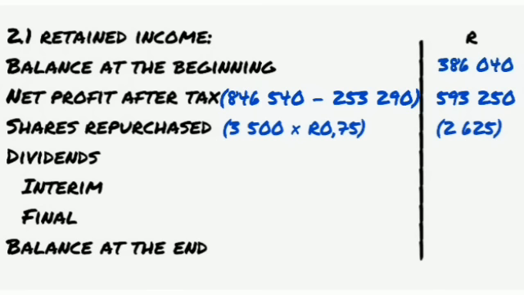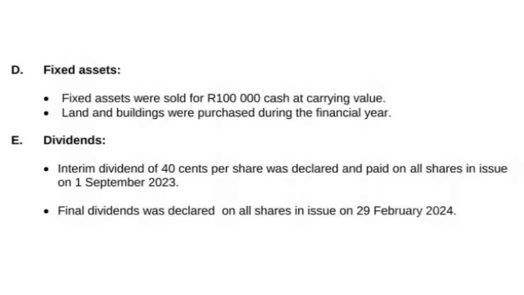It has to be in bracket because this is money leaving us. Remember, we were repurchasing, meaning we were paying somebody to give us back our own shares. The next line item is dividends, and we are looking at interim and final. In our information E on dividends, it tells us that an interim dividend of 40 cents per share was declared and paid to all shares issued on 1 September 2023.